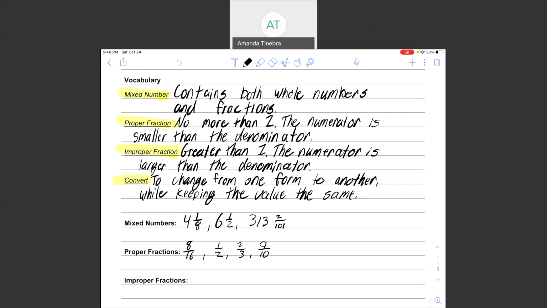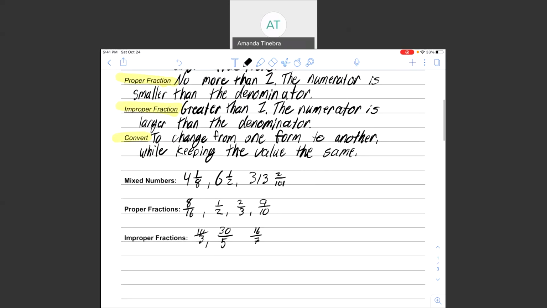Then an improper fraction is the opposite. The numerator is larger than the denominator. So this might be something like 10/3, or 3/5, or 16/11. Anything where the top is actually bigger than the bottom number, okay?